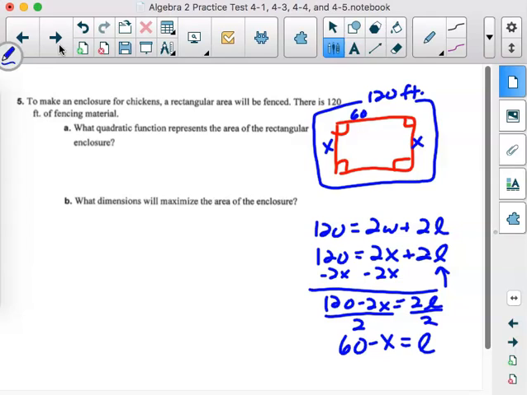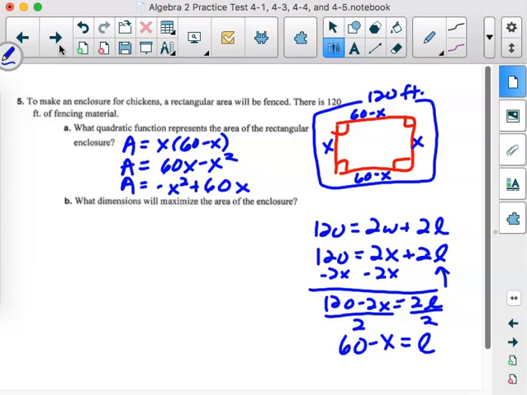Now I can put this back up here. And I don't have two variables. If you look at my picture, I have x's all over the place. So when they ask what quadratic function represents the area of the rectangular enclosure, rectangles are length times width. So area equals x times 60 minus x. Now, I don't know what the area is yet. All I know is that that's what would do it. And I could certainly distribute this and turn it around so it's in standard form.